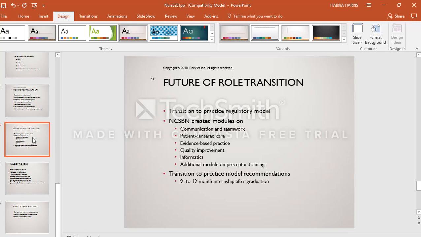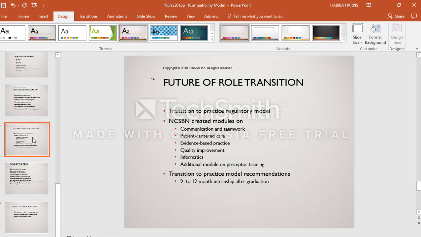Future of the role transition. So transition to your actual practice, there are some new models based from the NCSBN, which is the, let me see what that acronym is for. I'll go back to that in just a second.